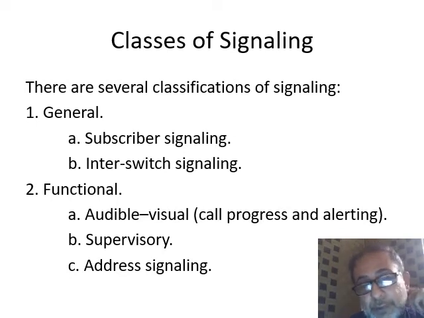The other class of signaling is the functional classes. For example, audio visual or supervisory or address signaling.